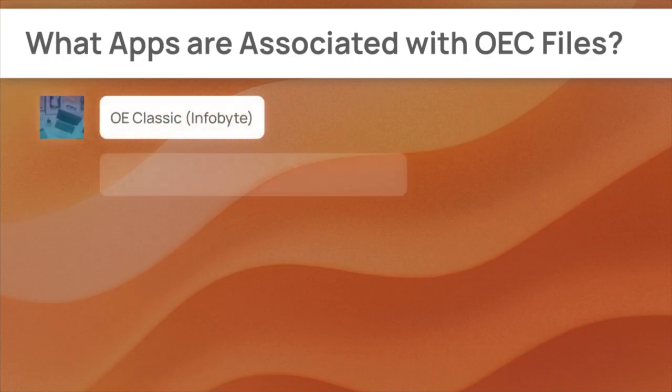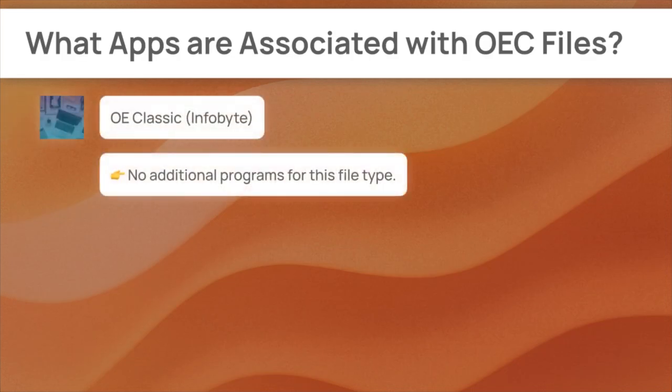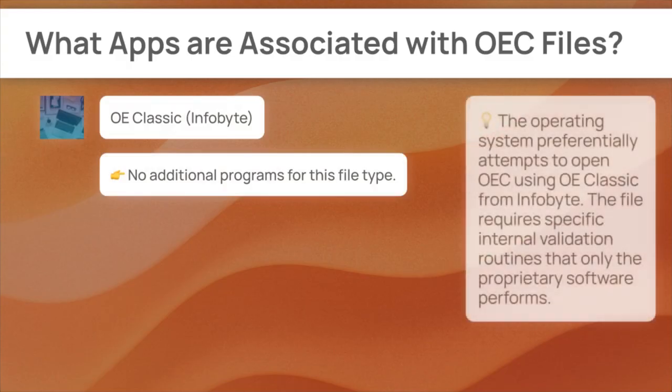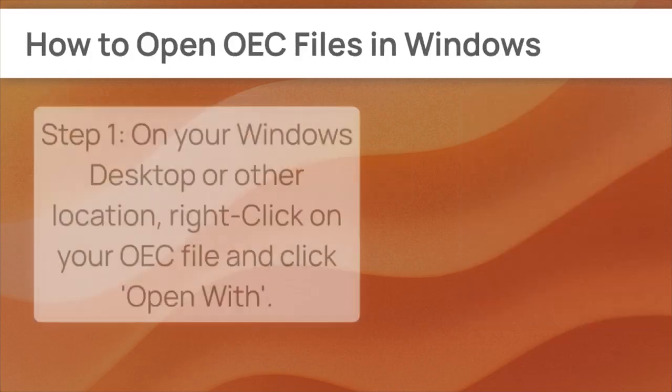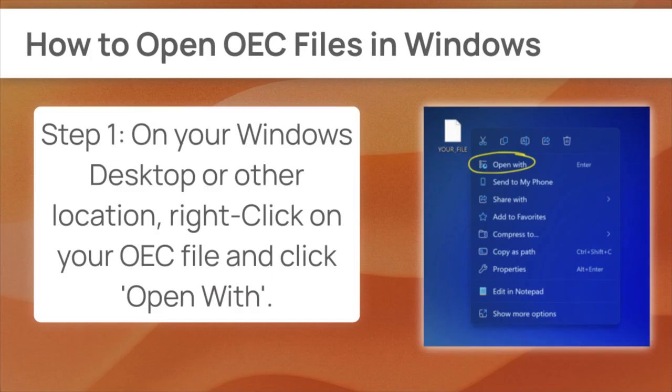We suggest testing the OEC file first with the utility OE Classic from Infobyte. This file type demands a dedicated niche application for proper interpretation and manipulation. Windows cannot open most vendor-specific backup files, so dedicated utilities must handle them. Begin the search for the specific application handler.